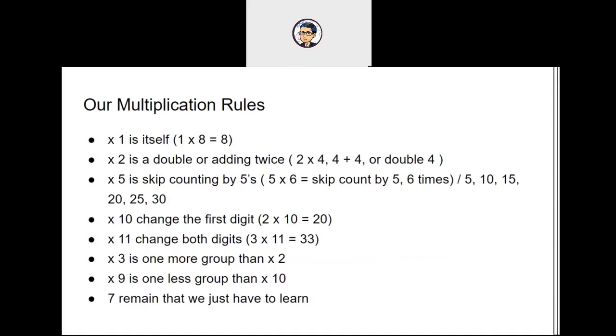2 times 10 is 20. Whenever I'm multiplying by 11, I change both digits. Whenever I'm multiplying by 3, I think of my 2's facts and then one more group. When I'm multiplying by 9, I think to myself, one group less than 10. And then we have the 7 remaining multiplication facts to learn.